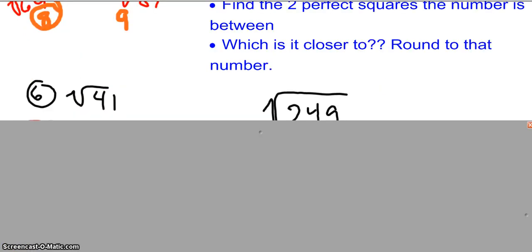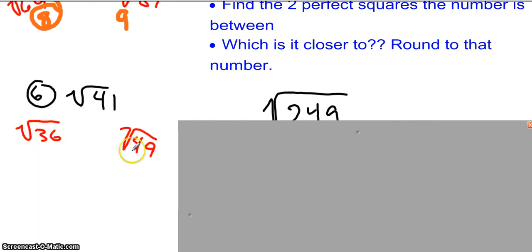Let's try this again. How about the square root of 41? What 2 perfect square numbers does 41 fall between? Well, 41 falls between 36 and 49, doesn't it? So, which is it closer to? 36 is just 5 away from 41, and 41 is 8 away from 49. So, the square root of 41 is closer to the square root of 36, and the square root of 36 is 6. Good. So we would say the square root of 41 is pretty close to 6.